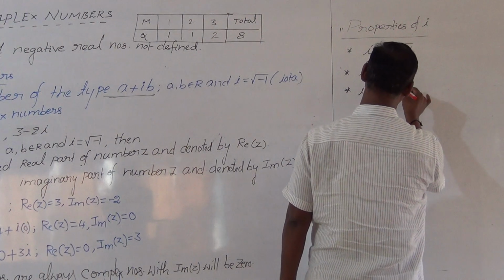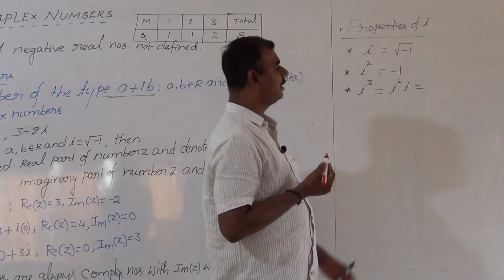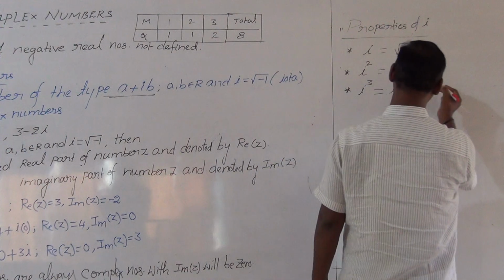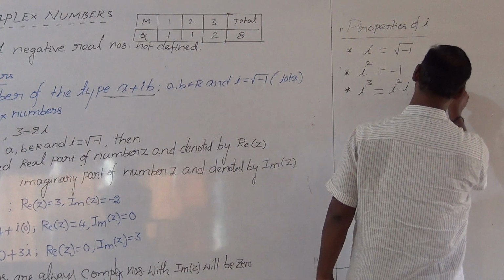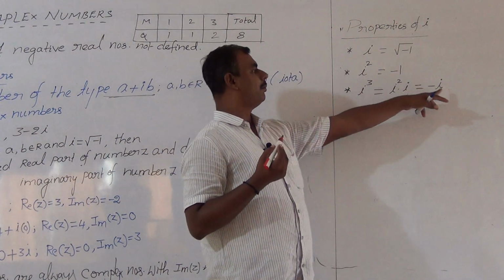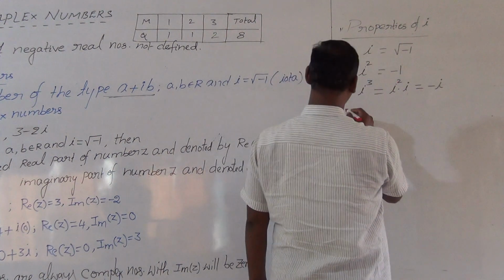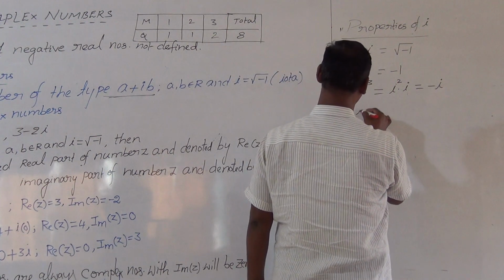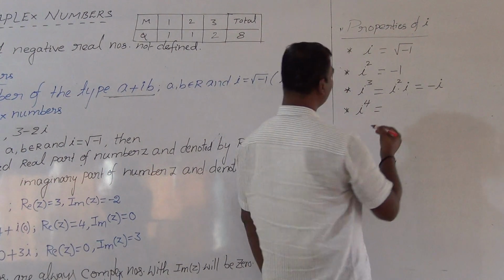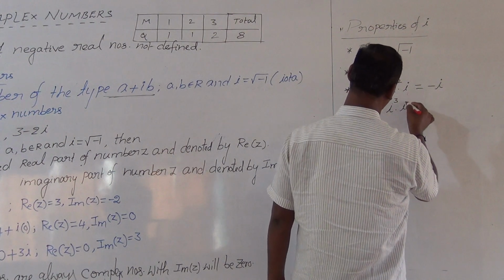I would write i square into i. Do you know the value of i square? Yes. What is the value of i square? Minus 1. Minus 1 into iota, minus iota. So the value of i raised to 3 is minus iota. Similarly, I increase one more power, that is i raised to 4. How to write this value? I raised to 3 into iota.